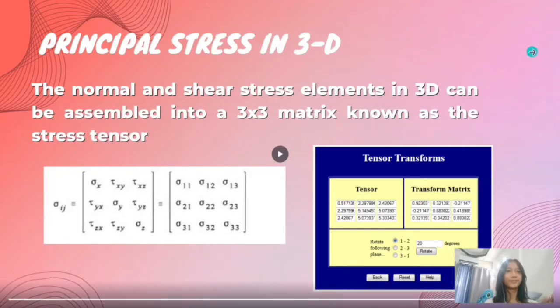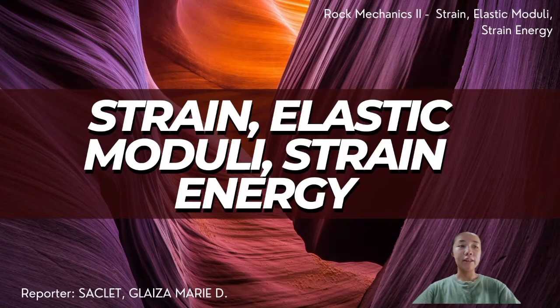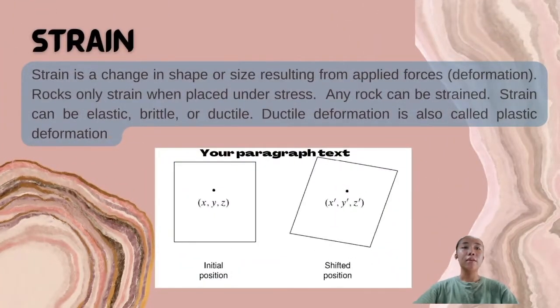Thank you. So, I'm Glaiza Marie D. Saclet, and my report is all about strains, elastic moduli, strain energy. So, strain. Strain is a change in shape or size resulting from applied forces or deformation. Rocks only strain when placed under stress. Any rock can be strained. Strain can be elastic, brittle, or ductile. So, ductile deformation is also called plastic deformation.